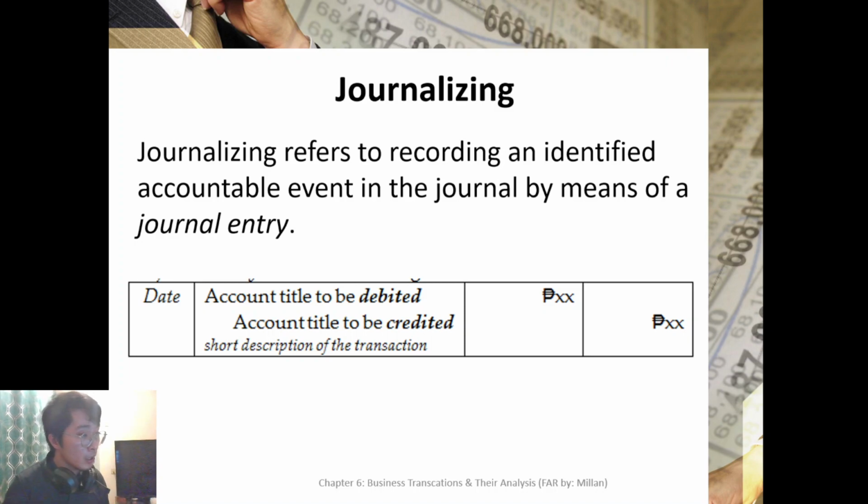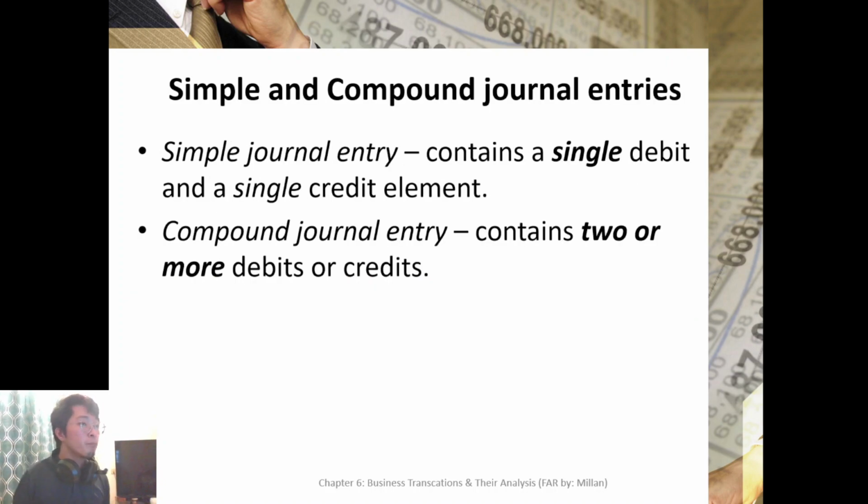And anong tawag natin sa libro na kung saan doon natin nare-record yung mga transactions? The first, kumbaga yung tinatawag nating book of first entry, journals, no? The general journal. So doon natin ginagawa yung journalizing process. So na-discuss natin yan way back sa chapter 5. And then simple and compound journal entries. Na-discuss na din natin to. When we say simple journal entry, isang debit, isang credit lang. Compound journal entry naman, it could be 2 or more debits or 2 or more credits.